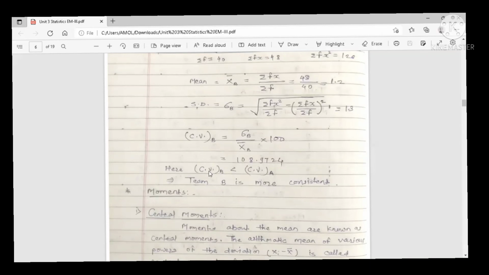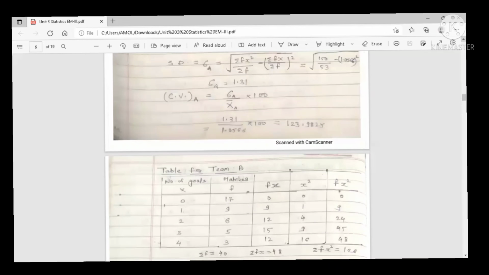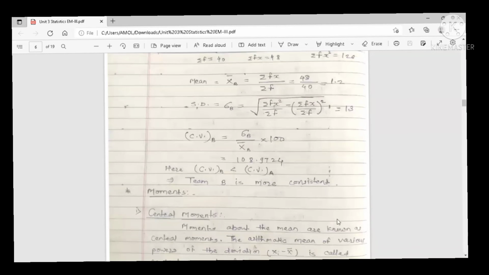Here the coefficient of variation for team B is 108.97 and the coefficient of variation for team A is 123.98. So the coefficient of variation for team B is less than that for team A, and so team B is more consistent. That is your conclusion.